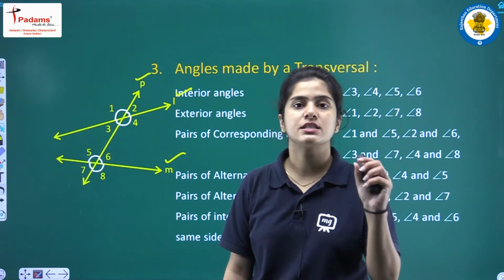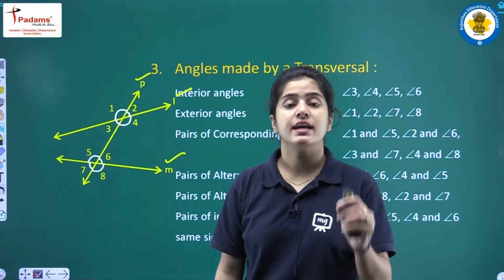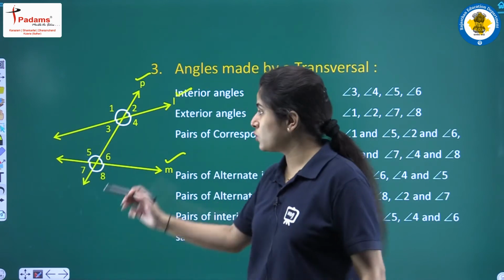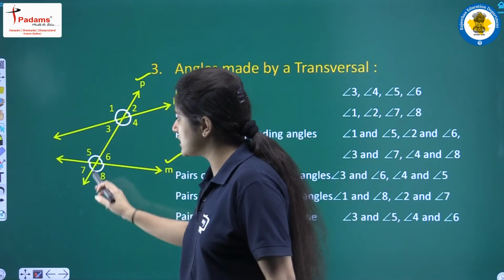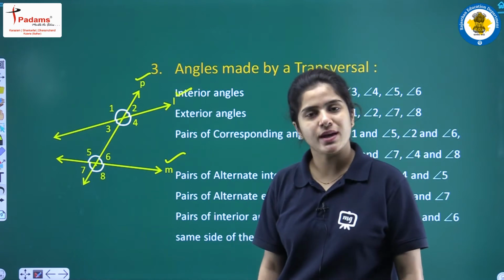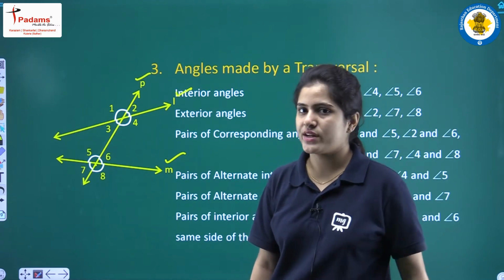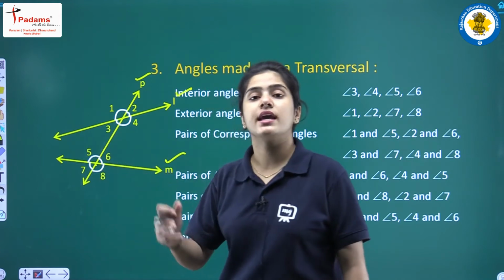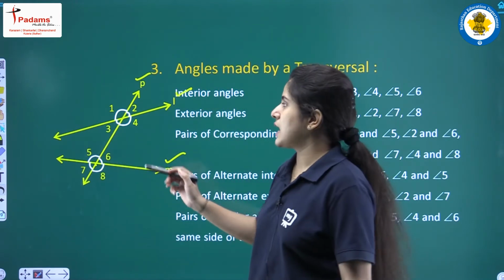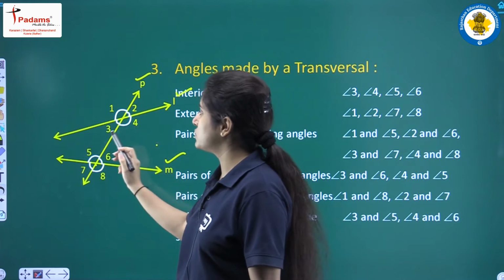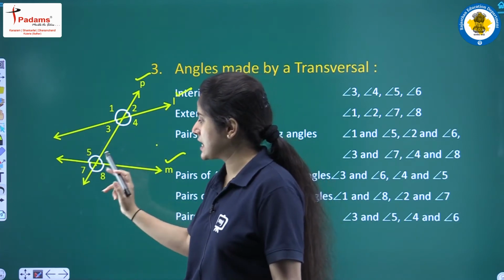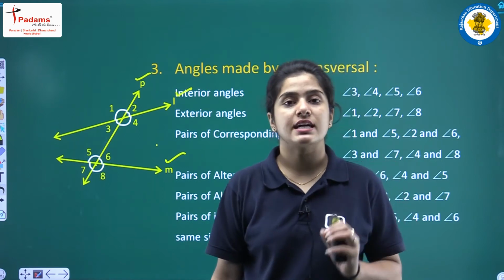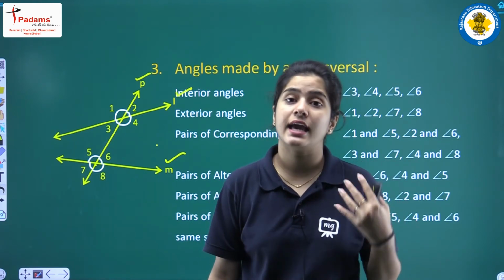Why, students? Because P is cutting, intersecting line L and line M at two distinct points, like this point and this point. So that is why it is called a transversal line. Now this P is cutting these two lines and making several angles. For example, this is angle 1, 2, 3, 4, 5, 6, 7 and 8. So basically when a transversal is cutting two lines, it will make 8 angles.